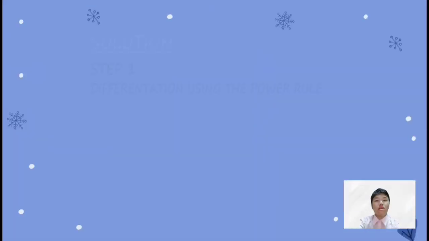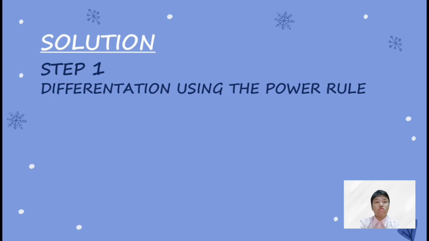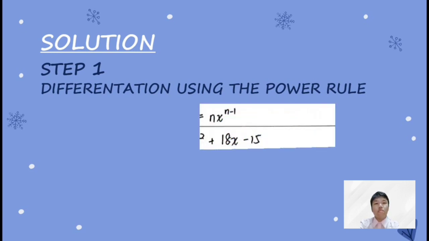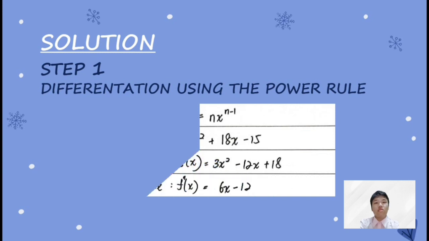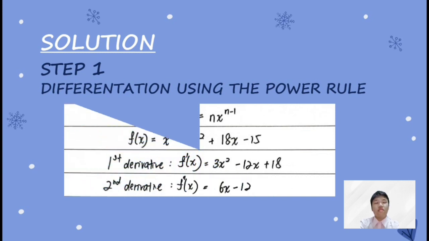The first step we need to do to solve this question is to use differentiation using the power rule. So we can see in the slide they have the power rules of differentiation. Then we use it to answer it. For the first derivative we will get 3x squared minus 12x plus 18. Then the second derivative we will get 6x minus 12.